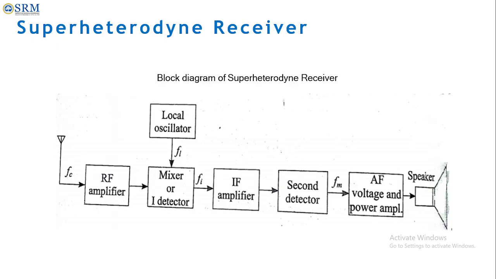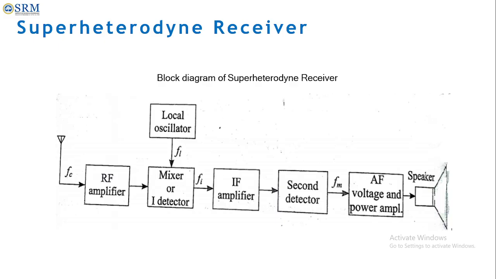But here we provide mixer stages. The mixing happens here, and then we proceed towards the detector. Next it is given to the amplifier, and the output is captured by the speaker. This is what happens in the block diagram of the superheterodyne receiver. Here we combine the RF signal frequency with the local oscillator frequency, FL, and the signal received by the antenna has frequency FC. Both frequencies are mixed.